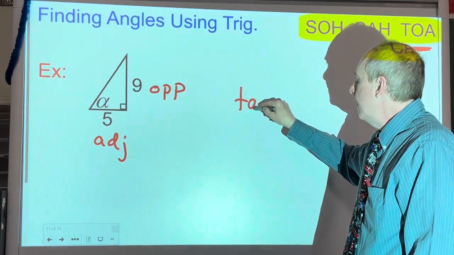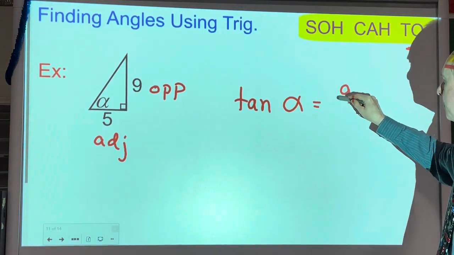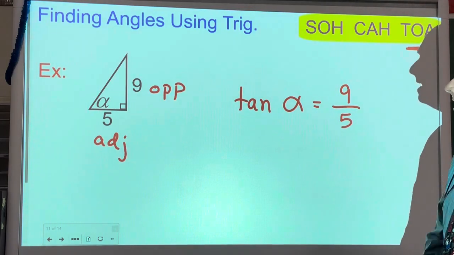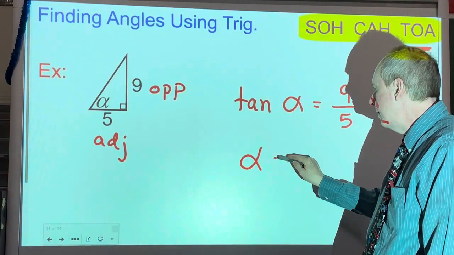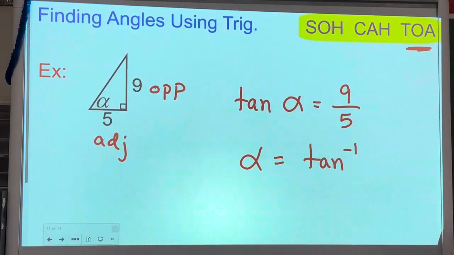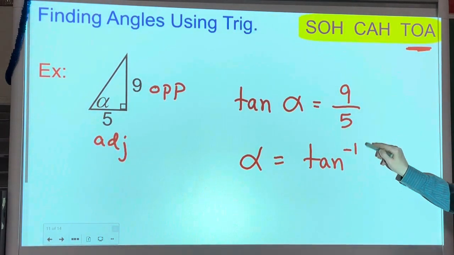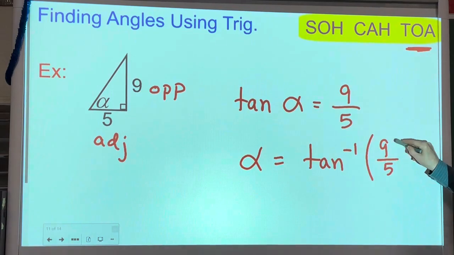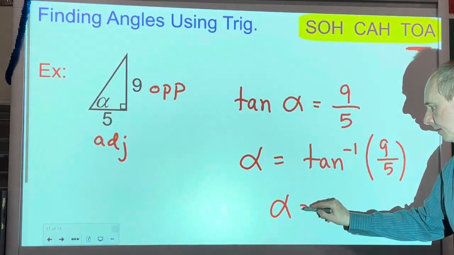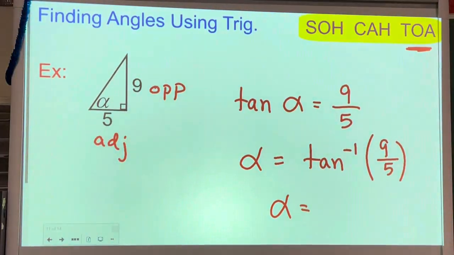TOA works with opposite and adjacent. So tangent of angle alpha equals opposite over adjacent. If I want angle alpha, then what I need is inverse tangent. On your calculator, you press second tangent to get that, of 9 divided by 5. Let's put this in our calculator, find out how to do it. If we're looking for an angle, we use inverse tangent. If we already have the angle, we use regular tangent.